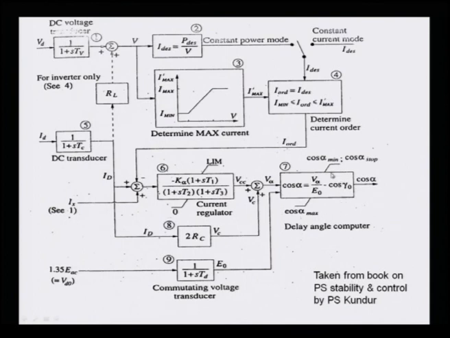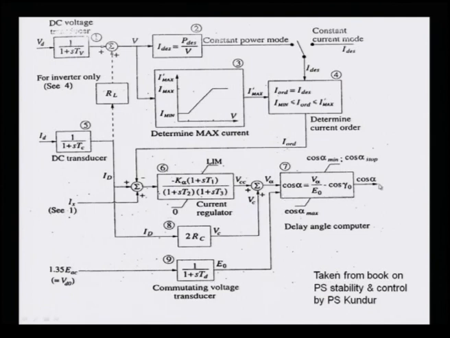Here also, while calculating this alpha in the delay angle computer, we will see this value should not exceed the maximum and minimum value due to the various regions, and then based on that we are getting the constant alpha, and this alpha basically comes here. You can say the commutation voltage is also calculated here, the commutation voltage transducer is measuring it, and this is going to be added, which is used to calculate cos alpha.